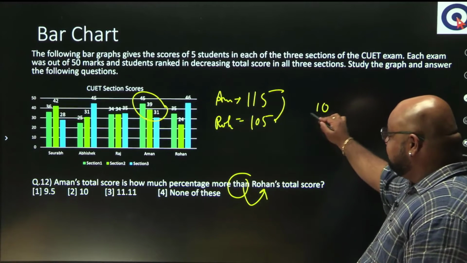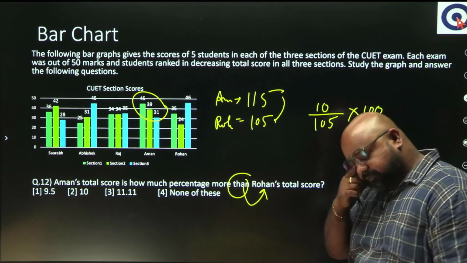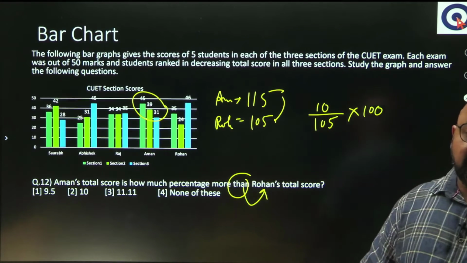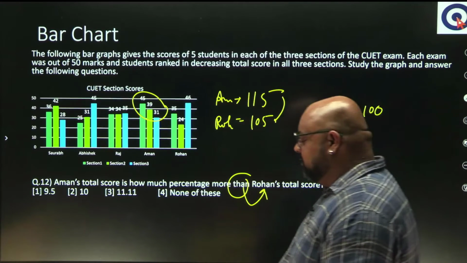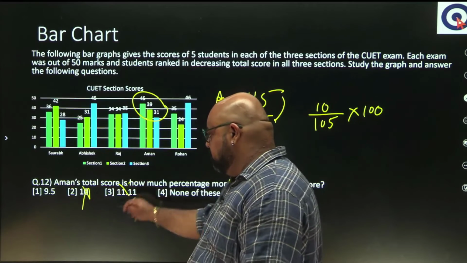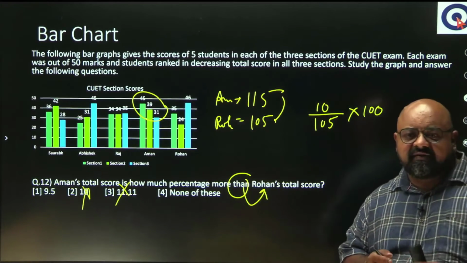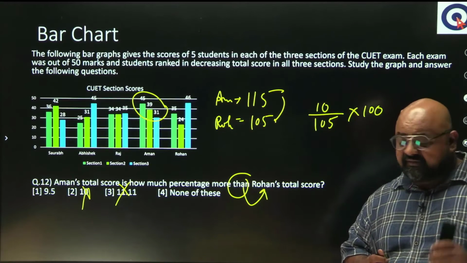Since we are looking at the percentage, the difference will come at the top. So the answer becomes 10 upon 105 into 100. 10 upon 100 would have been equal to 10%. This is 10 upon 105, so just less than 10. So most likely the answer here will be 9.5.